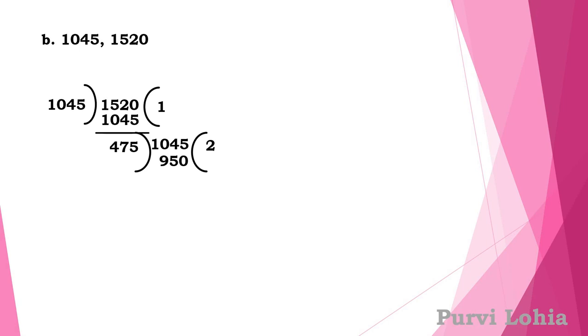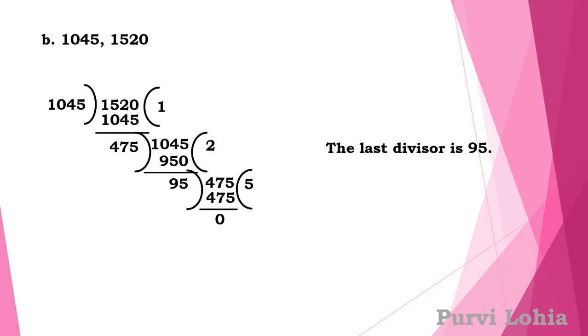950. The remainder is 95. Now again we'll divide it and it will go 5 times. Now finally the remainder is 0 and the last divisor is 95. So our HCF is 95. Alright.